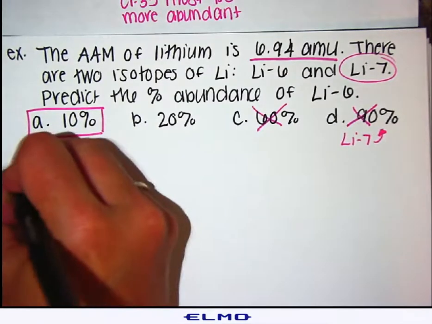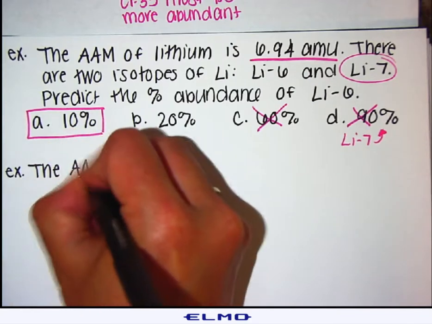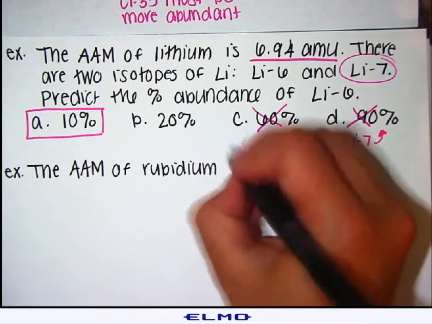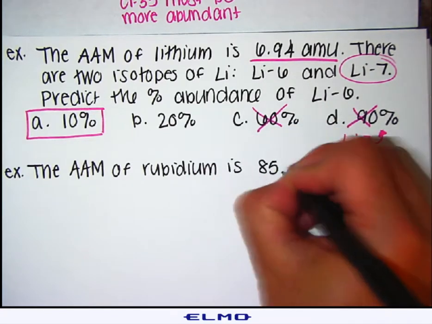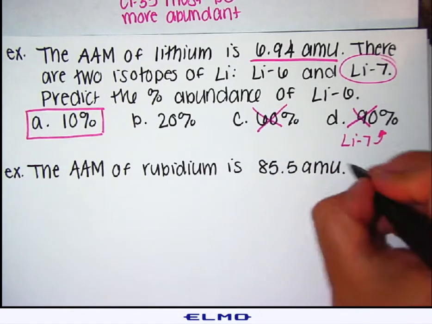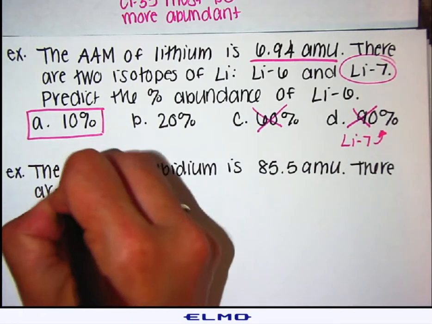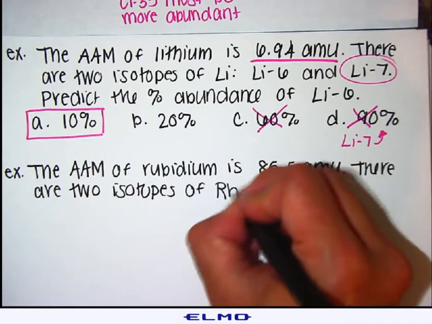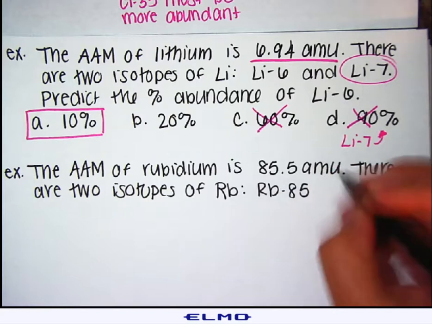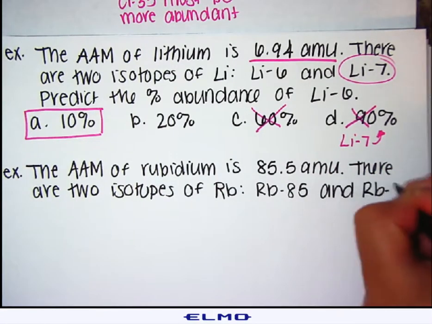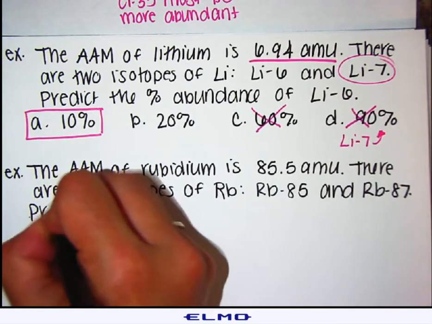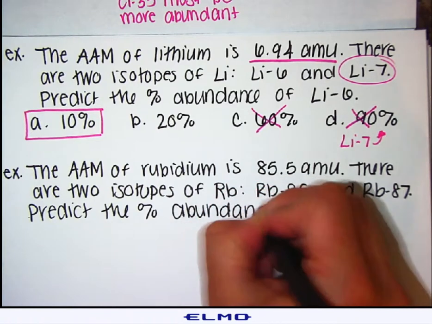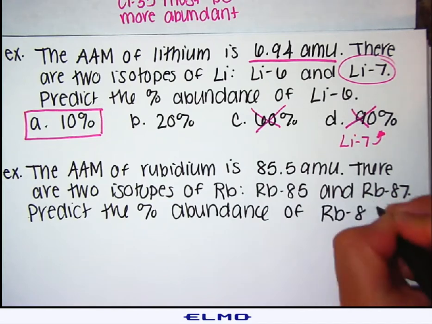Let's try one more because I know these are tough. The average atomic mass of rubidium is 85.5 AMU. There are 2 isotopes of rubidium, rubidium 85 and rubidium 87. Predict the percent abundance of rubidium 85.